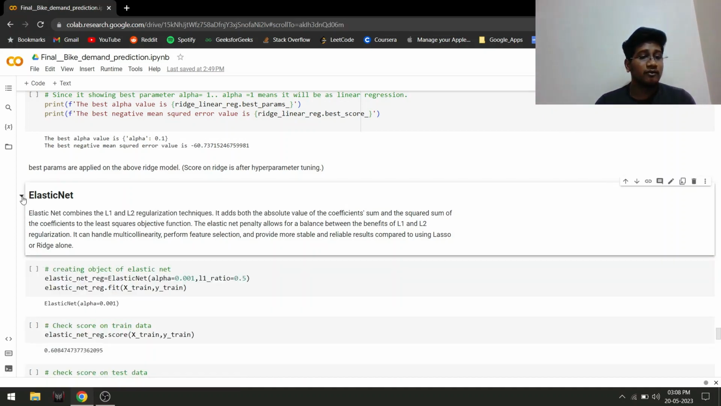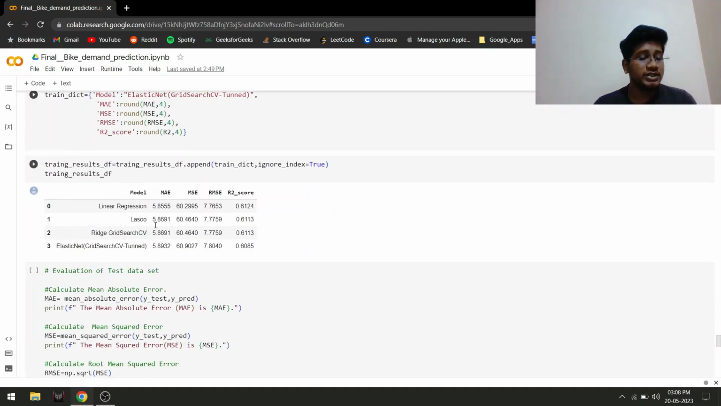What is elastic net? Elastic net combines the L1 and L2 regularization techniques. It adds both the absolute value of the coefficient sum and the squared sum of the coefficients to the least square objective function. The elastic net penalty allows for the balance between the benefits of L1 and L2 regularization. It can handle multicollinearity, perform feature selection, and provide more stable and reliable results compared to using lasso or ridge alone.